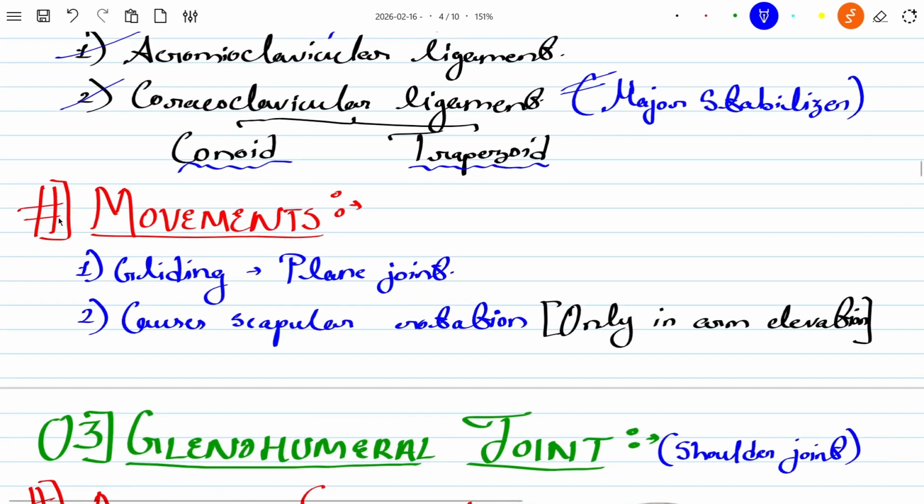Then coming to the movement segment. We are having only two movements, as I mentioned earlier in the video, that it provides only gliding. The reason is it is a plane joint, and it causes scapular rotation, that too only in arm elevation.